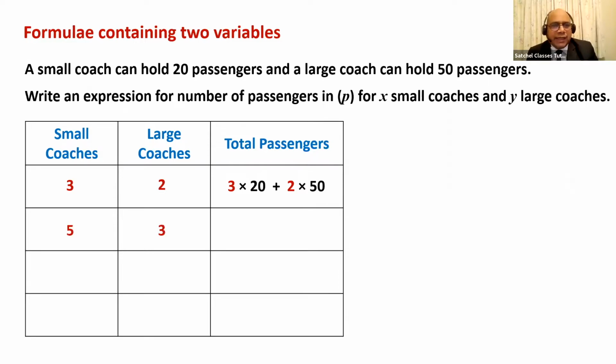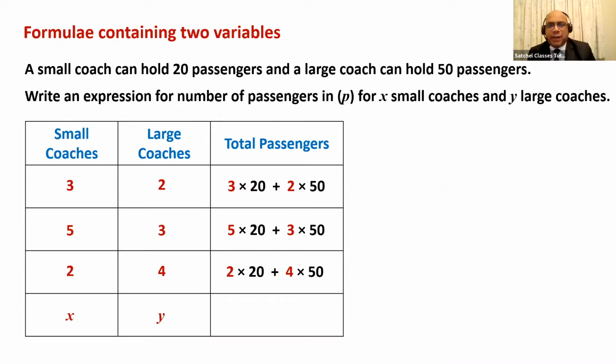How about if there were five small coaches and three large coaches? So you multiply each small coach by 20. So five of them will be 5 times 20. And for each large coach, you multiply by 50. So 3 times 50. So your total number of passengers would be 5 times 20 plus 3 times 50. How about two small coaches and four large coaches? It will be 2 times 20 because each small coach has 20 passengers plus 4 times 50 because each large coach has 50 passengers.